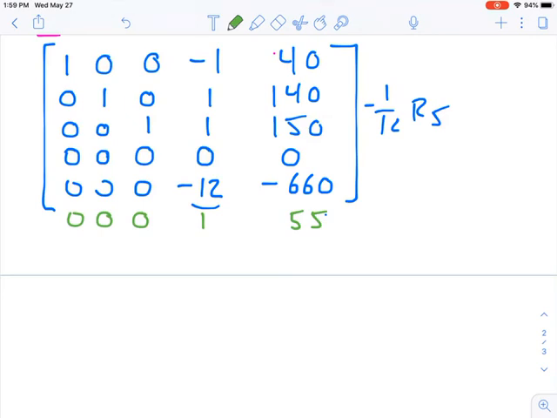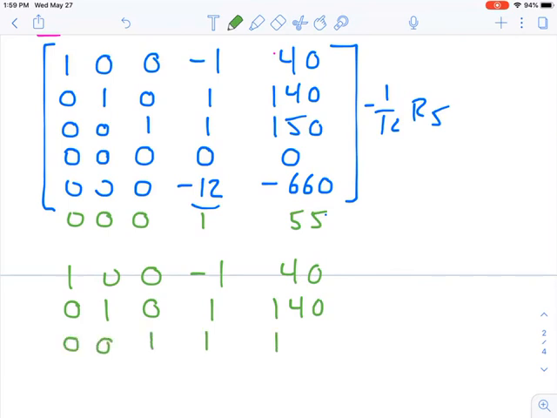So I'm going to rewrite the matrix real quick. 1, 0, 0, negative 1, 40, 0, 1, 0, 1, 140, 0, 0, 1, 1, 150, 0, 0, 0, 0, 0, and then finally 0, 0, 0, 1, 55.